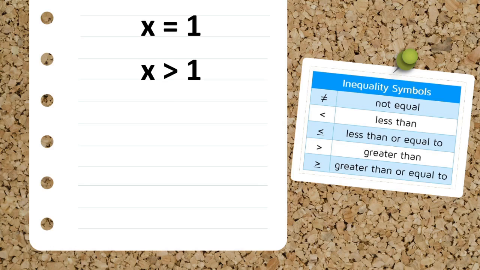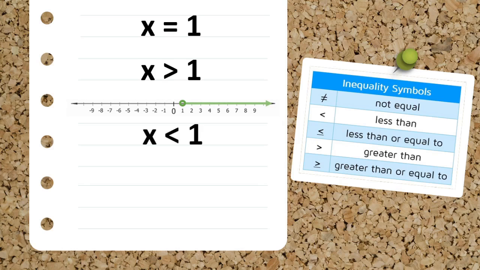If we are going to represent that on a number line, we will mark the number positive 1. We use a hollow circle because 1 is not included. Since it's greater than 1, we will draw an arrow pointing to the right. So how about if it's less than?